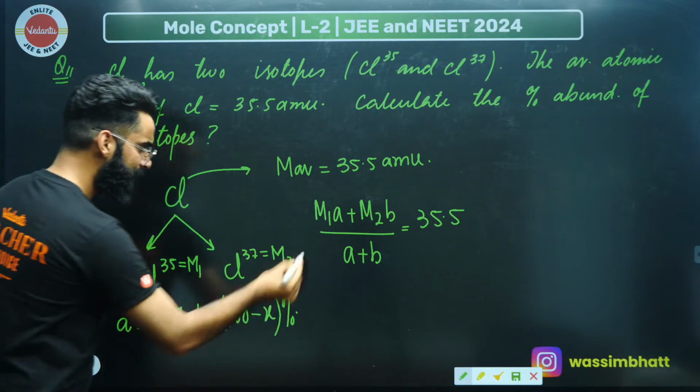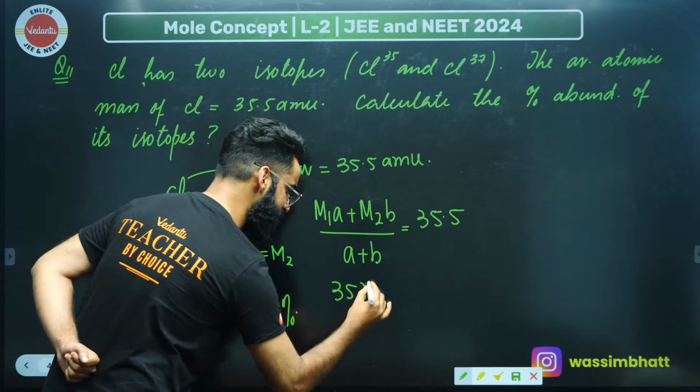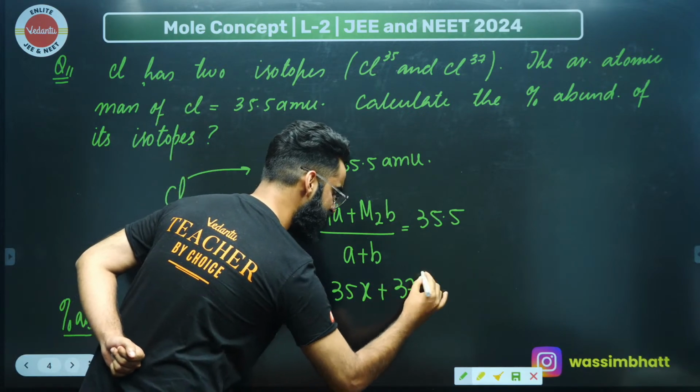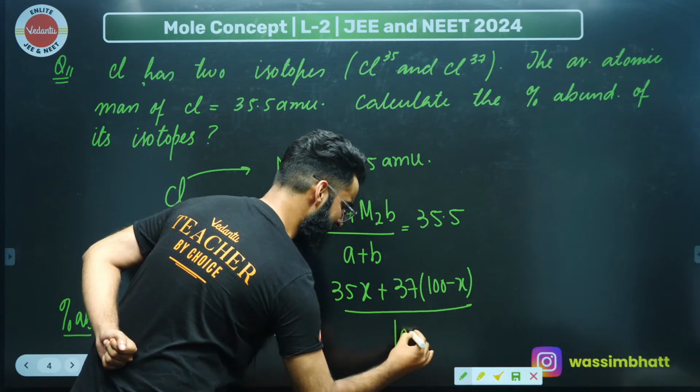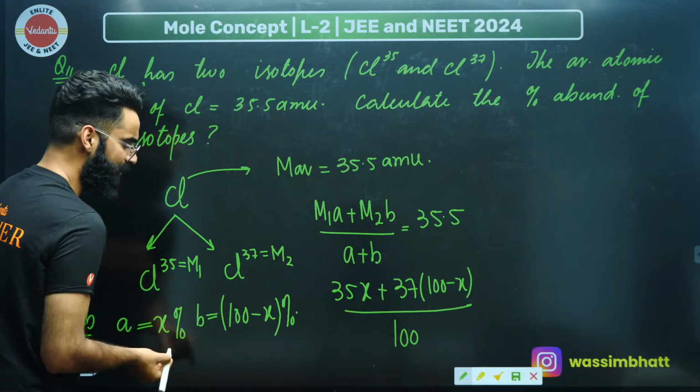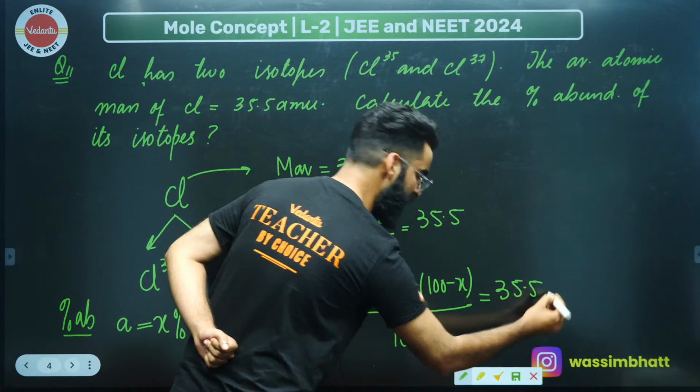Now, my dear people, M1 value, that's 35. A value, that's X. M2 value is 37. B value is simply 100 minus X. Divided by A plus B, which will anyway come out to be 100 because the sum of percentage abundances is 100, right? And this value is equal to 35.5.